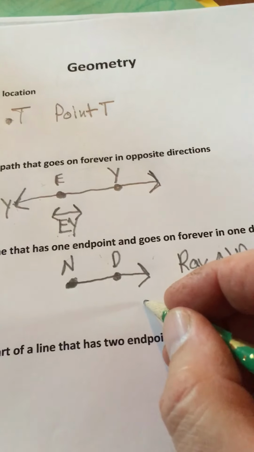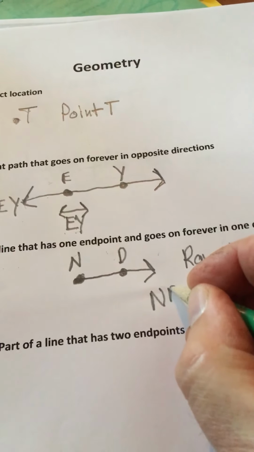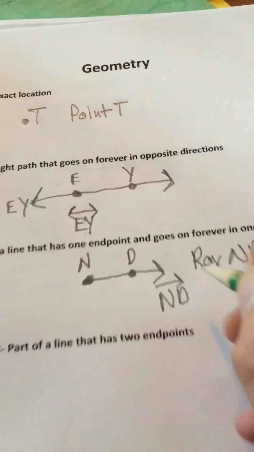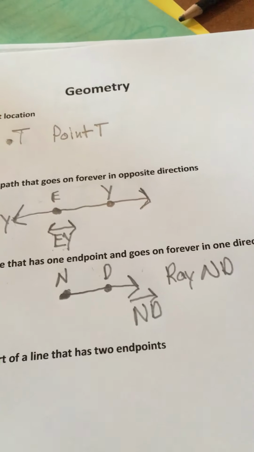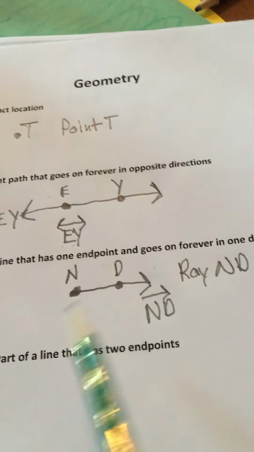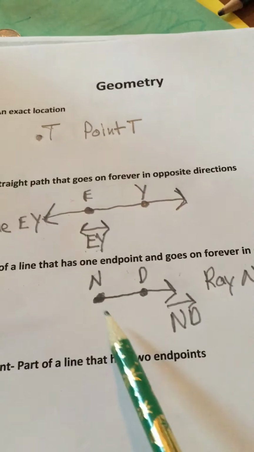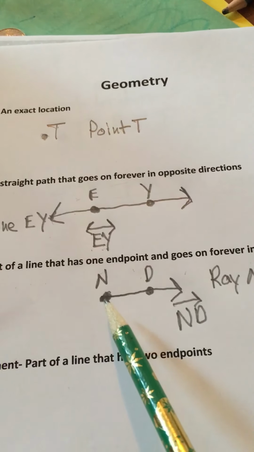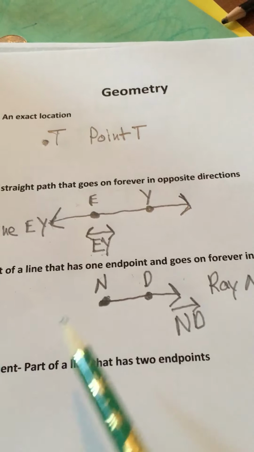Okay? Now, you can shorthand that as well. You go like this. You don't have to put the endpoint. You just have to have one arrow. Okay? So that's ray ND. All right? Oh, by the way, the first letter of the name is the endpoint. Okay? I should have said that.